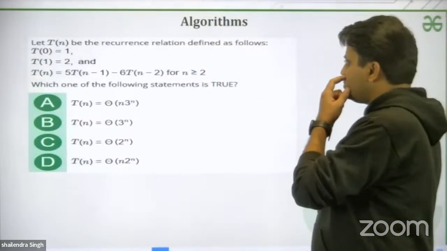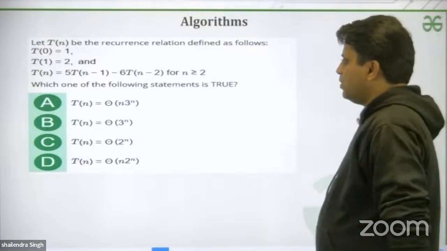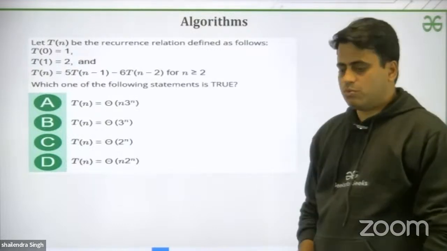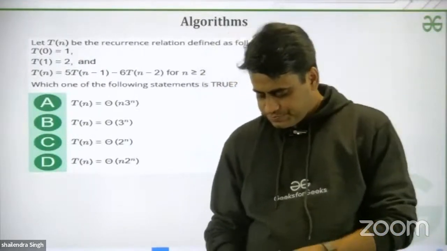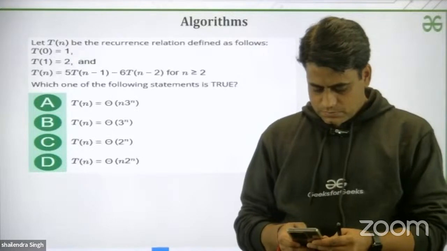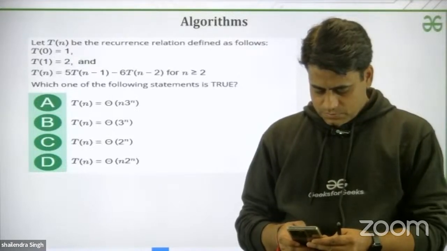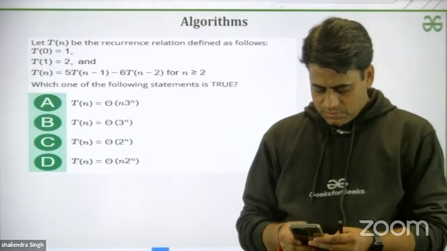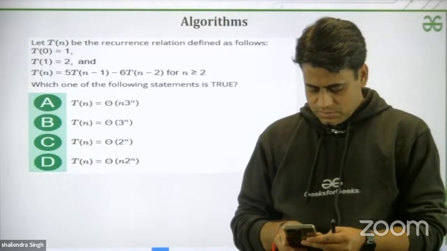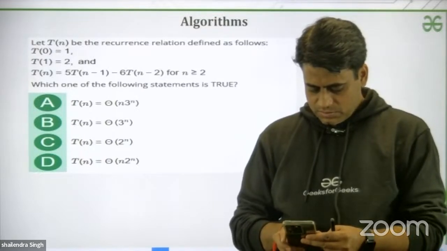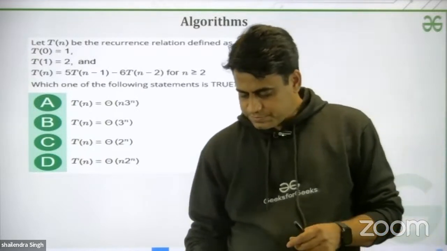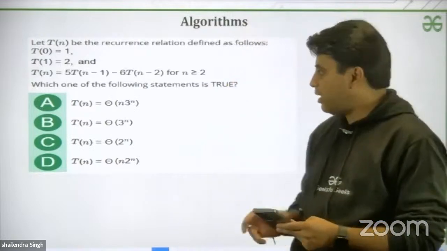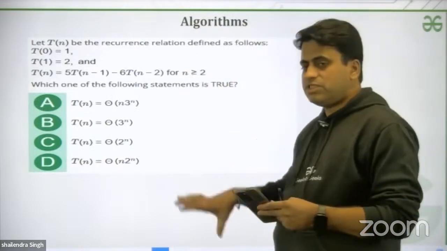Let Tn be the recurrence relation defined as follows. Which one of the following statements is true? What is the correct answer for this question? Okay. Yes, student. You are looking at this question. What is the correct answer for this question?